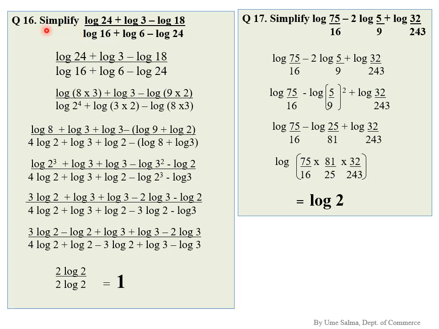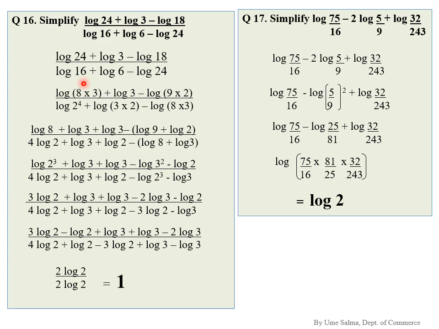Here you have: simplify (log 24 plus log 3 minus log 18) divided by (log 16 plus log 6 minus log 24). As you can observe, here you don't have any bases mentioned. So that means you have a common base and you can just proceed without the bases. Now we are taking the question and writing it in the next step as, instead of 24, we are splitting it as 8 into 3. And this log 3 is taken the same, minus, instead of writing log 18, we'll write log 9 into 2. This is because of your product or multiplication law.